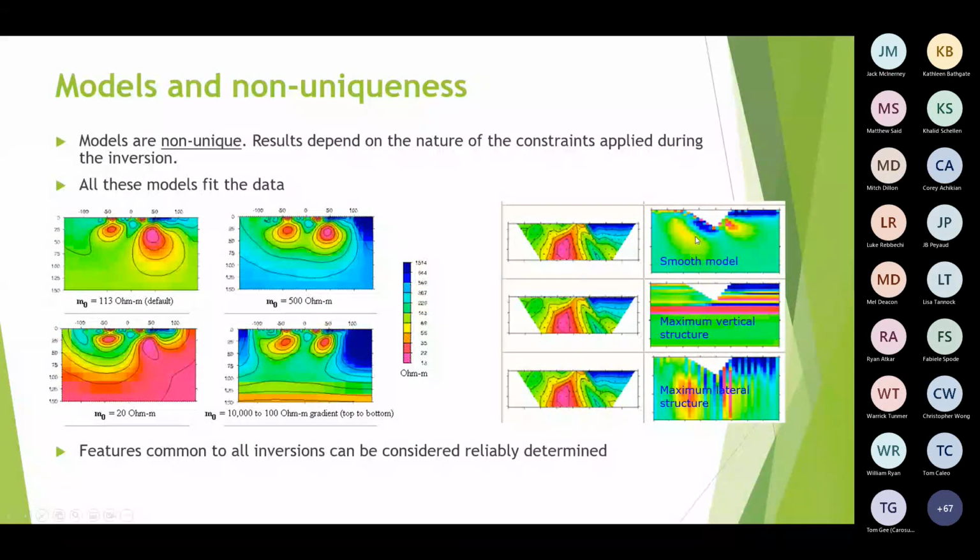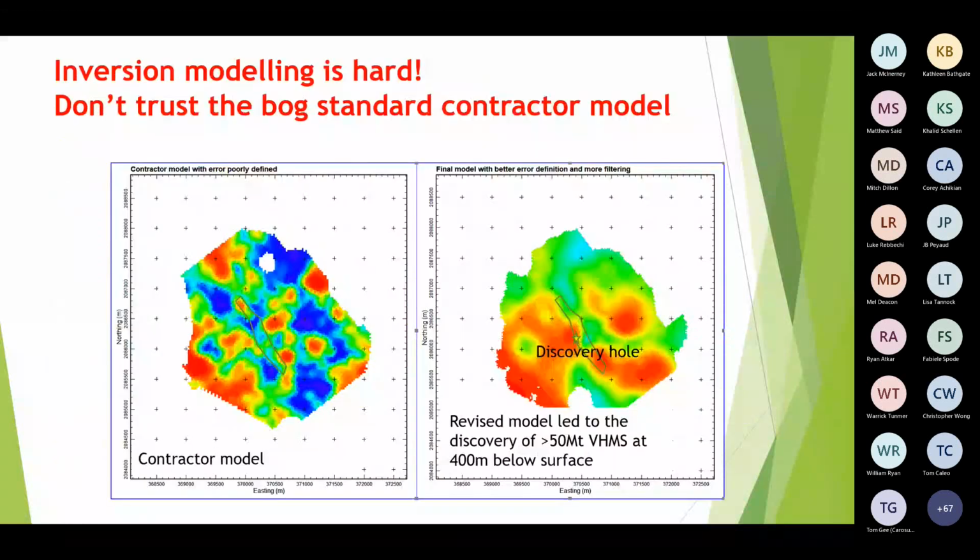This is actually the final model that, after much modelling, we came up with. And unfortunately, in my presentation, the things moved. But basically, this anomaly is the anomaly that was drilled. This is a peridotite. We're not interested in this. This is some disseminated sulfides. This was the one that was drilled, and that was the discovery hole.